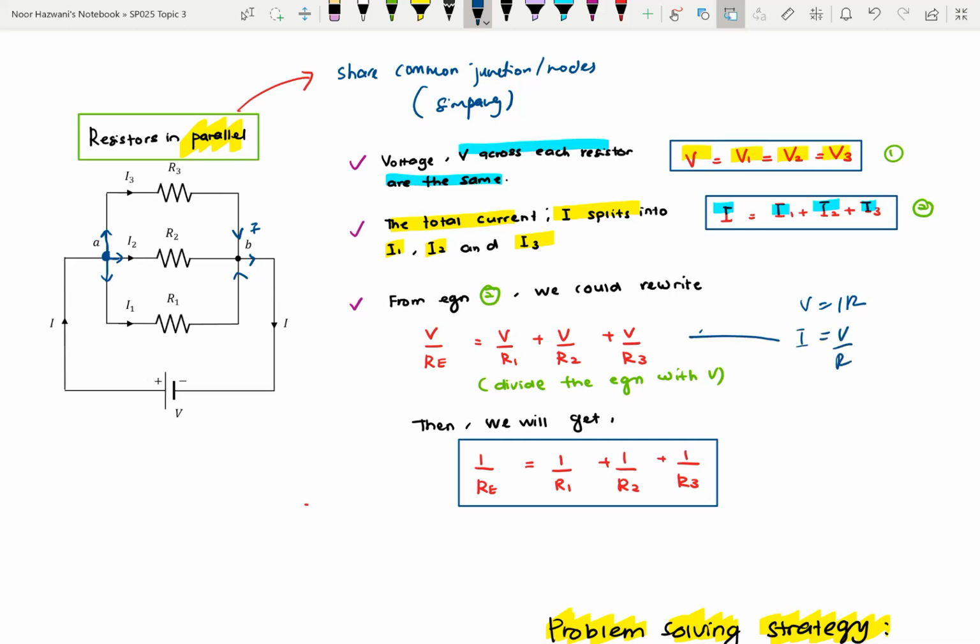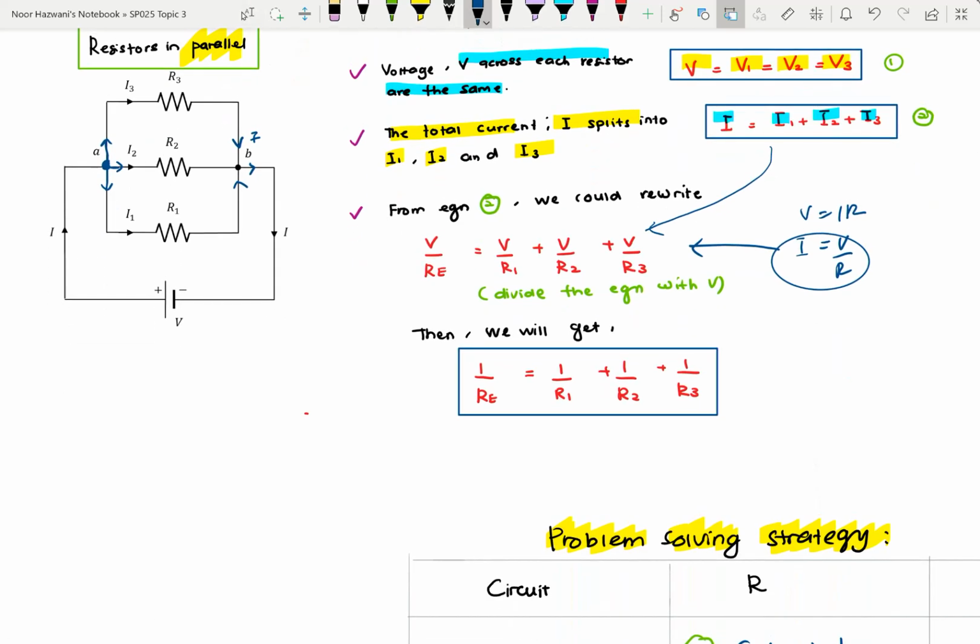So that's why we get this equation. I total would be equal to V over R equivalent, and then I1 equals V over R1 plus V over R2 plus V over R3. Okay, I just substitute due to this equation. And then you divide the equation with V.